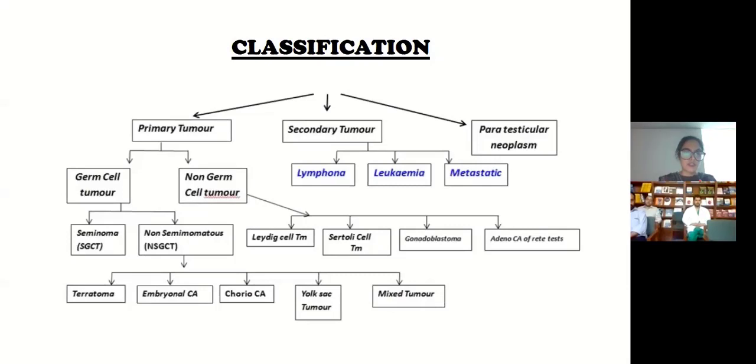The classification of testicular cancer includes 3 types: primary, secondary, and paratesticular neoplasm. Primary tumor is divided into germ cell tumor and non-germ cell tumor. Non-germ cell tumor includes Leydig, Sertoli, gonadoblastoma, and adenocarcinoma of rete testis. The germ cell tumor is broadly classified into seminoma and non-seminomatous. Non-seminomatous is further classified into teratoma, embryonal carcinoma, choriocarcinoma, yolk sac tumor, and mixed tumor.